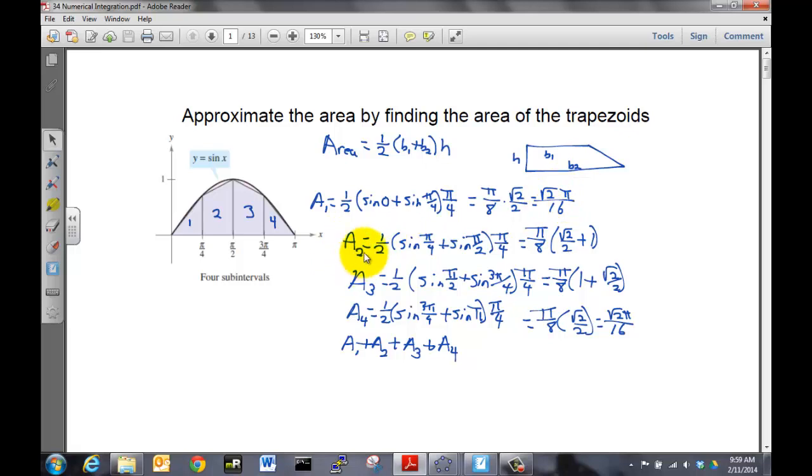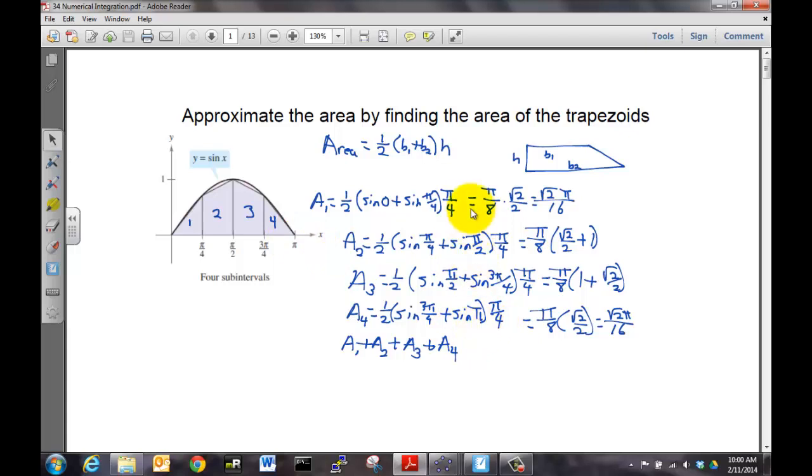And if we look at the second one, we have a 1/2 again. The left side is sine of pi over 4, that's this side here. The right side is sine of pi over 2, this side here. And the distance between them again is pi over 4. The third trapezoid again has the 1/2, again has the pi over 4 for the height. The left side is pi over 2 this time, and the right side is 3 pi over 4. And finally, for the last trapezoid, trapezoid 4, it's 1/2, the sine of 3 pi over 4, that's this side, the sine of pi, which is going to be 0, times pi over 4.